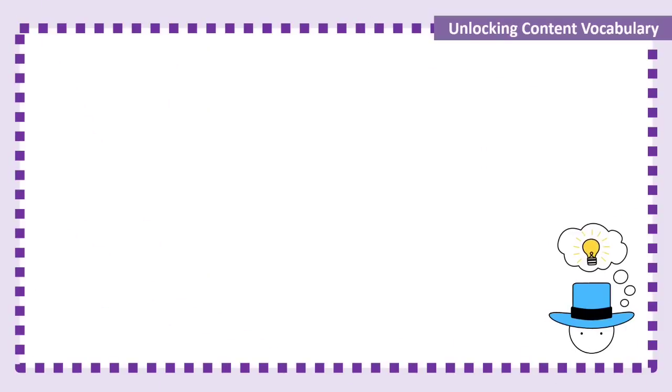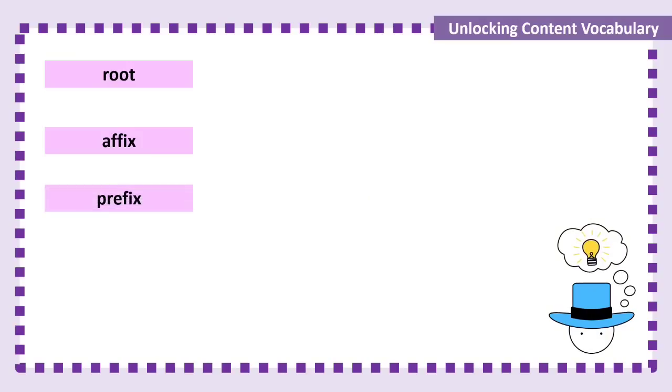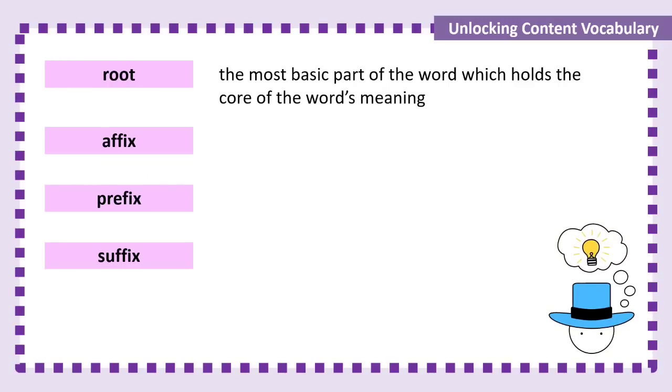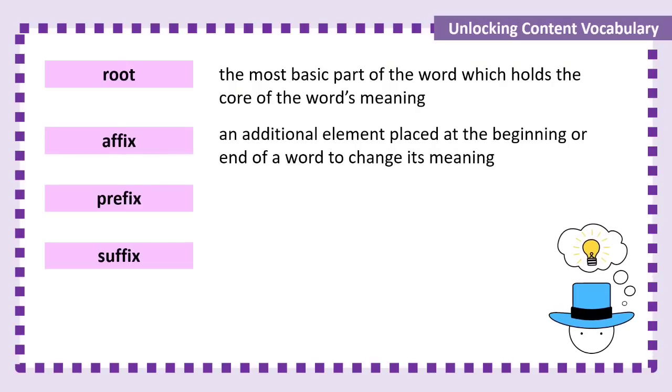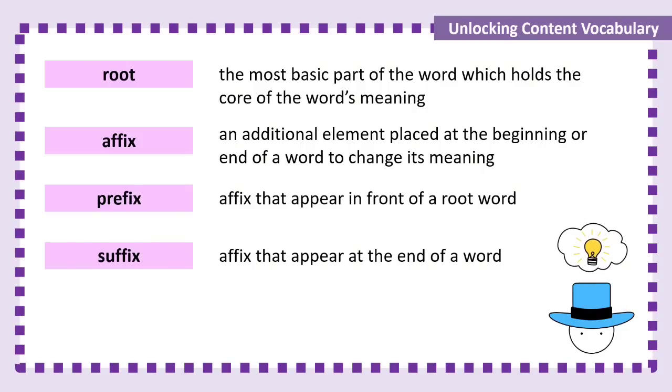Now, here are some words that we are going to use for this week's lesson. Let's read. Root, affix, prefix, suffix. Now, root is the most basic part of the word which holds the core of the word's meaning. Affix is an additional element placed at the beginning or end of a word to change its meaning. Prefix is the affix that appears in front of a root word, while suffix is the affix that appears at the end of a word.